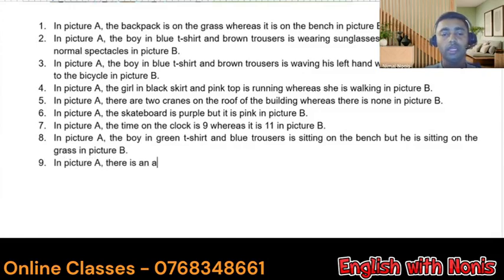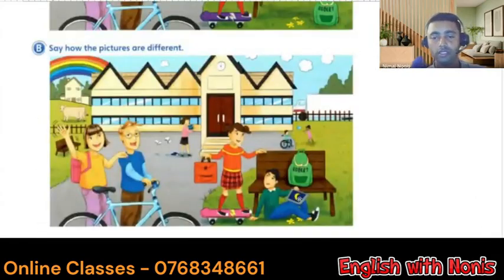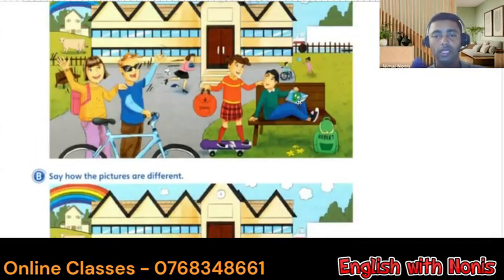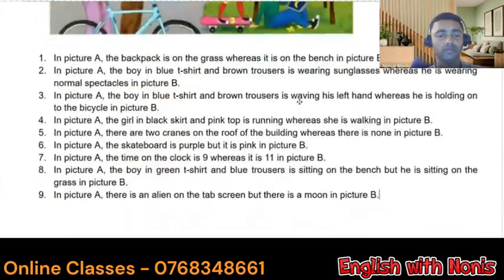Then the other thing that we can say is, in picture A, there is an alien on the, this must be a tab, no, on the tab screen. But there is a moon in picture B. No? When you see there is a moon, no? There is a crescent moon, and here there is an alien, no, in this picture. So we have written 9 differences.